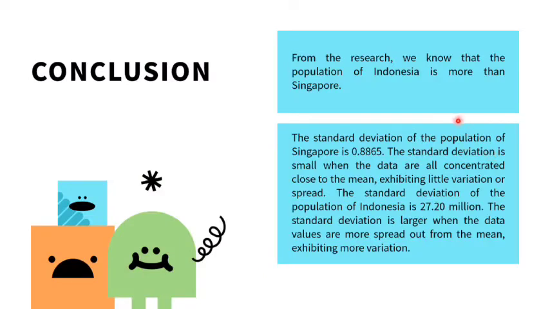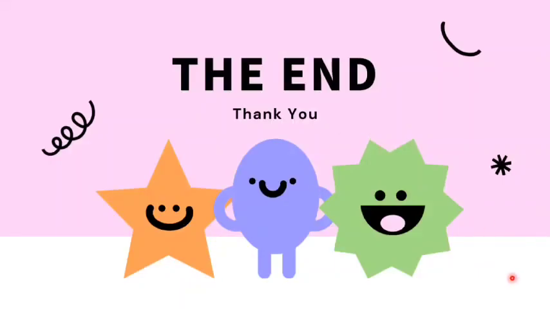Conclusion. From the research, we know that the population of Indonesia is more than Singapore. The standard deviation of the population of Singapore is 0.8865. The standard deviation is small when the data are all concentrated close to the mean, exhibiting little variation or spread. The standard deviation of the population of Indonesia is 27.20 million. The standard deviation is larger when the data values are more spread out from the mean, exhibiting more variation. That's all from our presentation. Thank you.